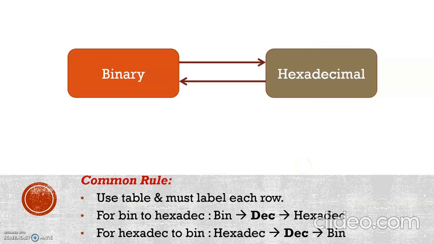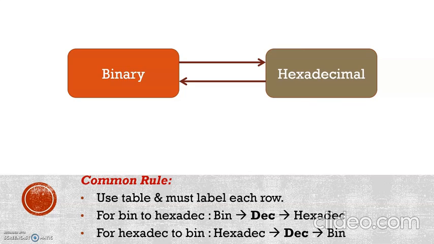We still have two more conversions to cover. These are the last two, which are binary to hexadecimal and then hexadecimal to binary. To do this, we are going to use a table and do direct conversion, meaning you are not going to convert binary to decimal first, then decimal to hexadecimal.